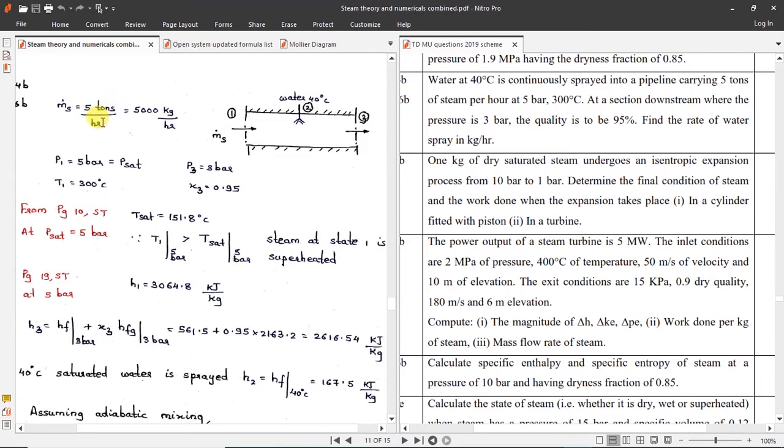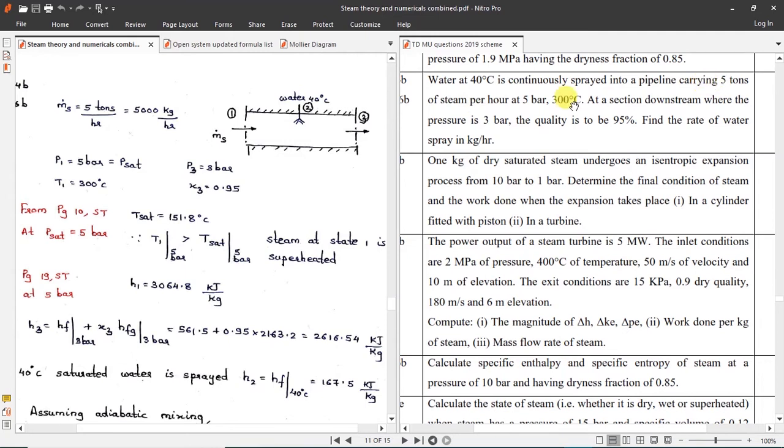Now I am not converting this 5 ton into kg per second. Why? Because in the question it is asked that you have to calculate water spray in kg per hour. So I'll convert this tons into kg. Multiply by 1000, so 5000 kg per hour. Usually we convert hour into seconds to get power or wattage, but in this numerical we are keeping it as 5000 kg per hour, because it depends on what is asked in the question.